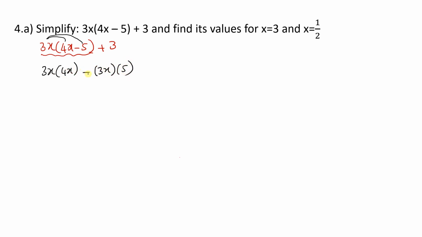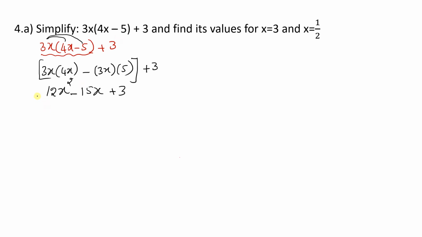3x into 4x minus 3x into 5. Since you have written minus here, there is no need to write this minus here. So this is one part, plus 3. 3 into 4. Again, this is a product of two monomials. We need to multiply their coefficients. 3 into 4 is 12. X into x is x square, minus 3x into 5 is 15x, plus 3. So this is the product. This is the simplified form of the given expression.